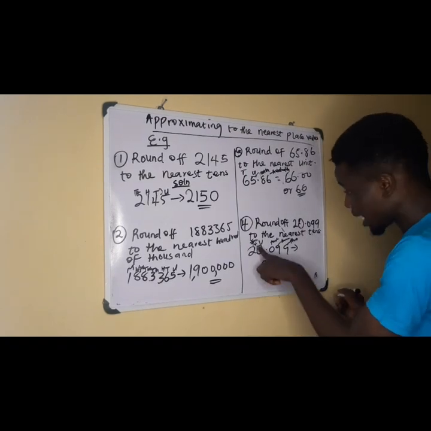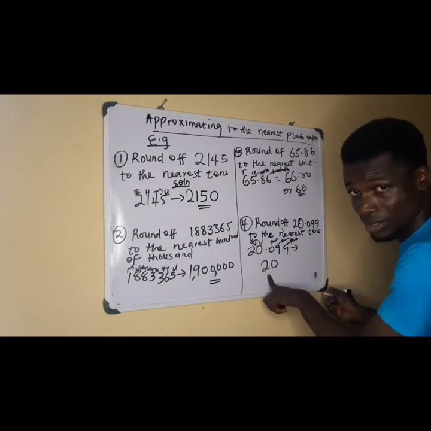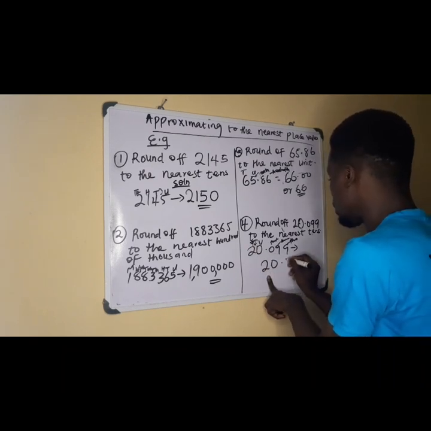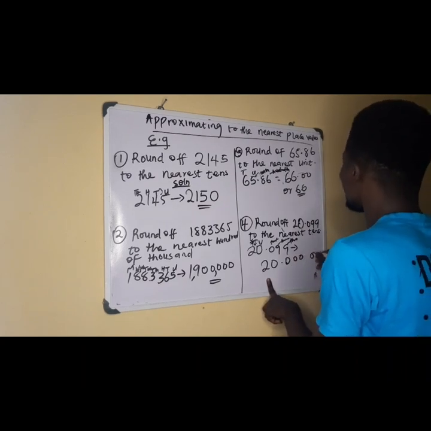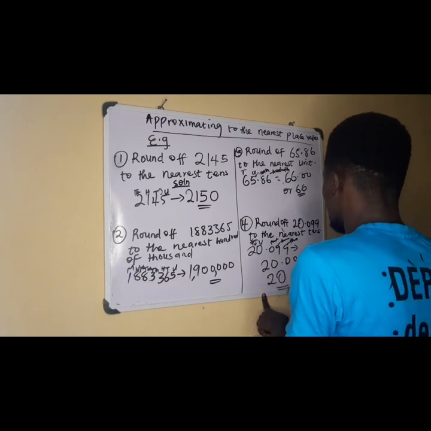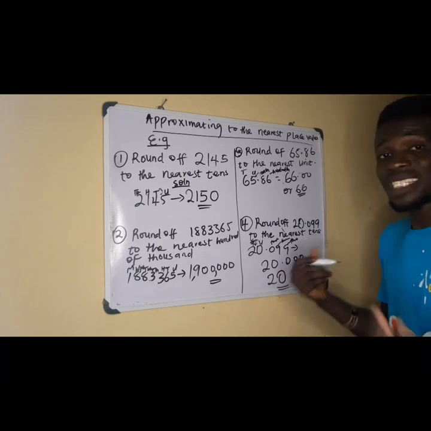Yes. Because the higher place value is tens, it will still be tens. So this is 20 point, and the rest of the numbers will be 0, 0, 0. Or simply put, 20. Yes, because 20.000 is the same as 20.